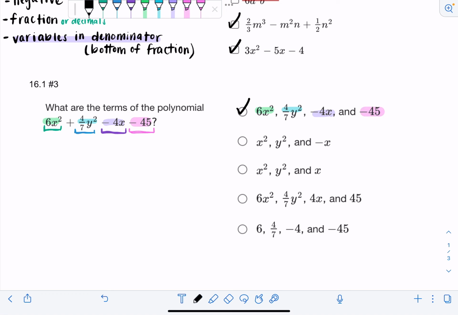So this answer down here is really, really similar. They just did not consider the negatives that belong with the 4x or the negative that belongs with the 45. And if it's minus that term, that means that term is negative. Okay, so be careful which answer you pick. You should include the negatives if they're in your expression. And then one other thing I want to point out is that this answer has all the coefficients listed. So terms include the variables also.